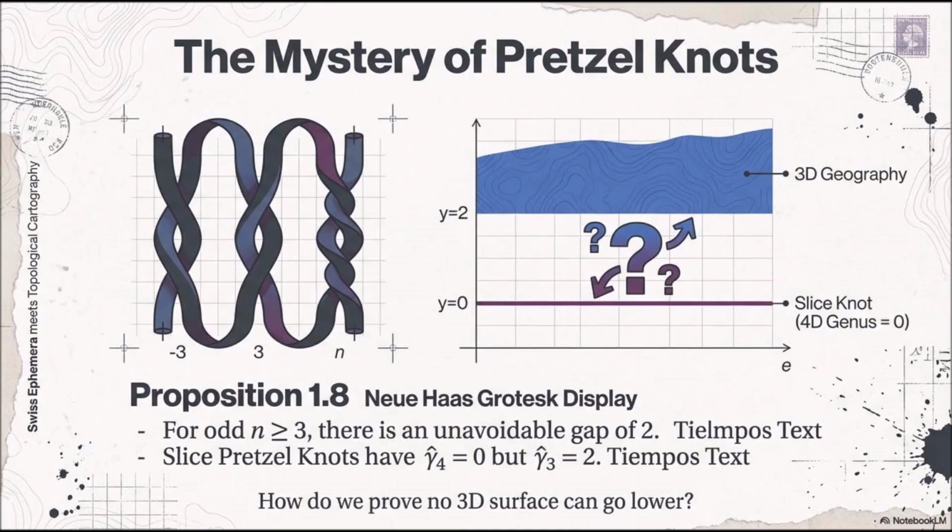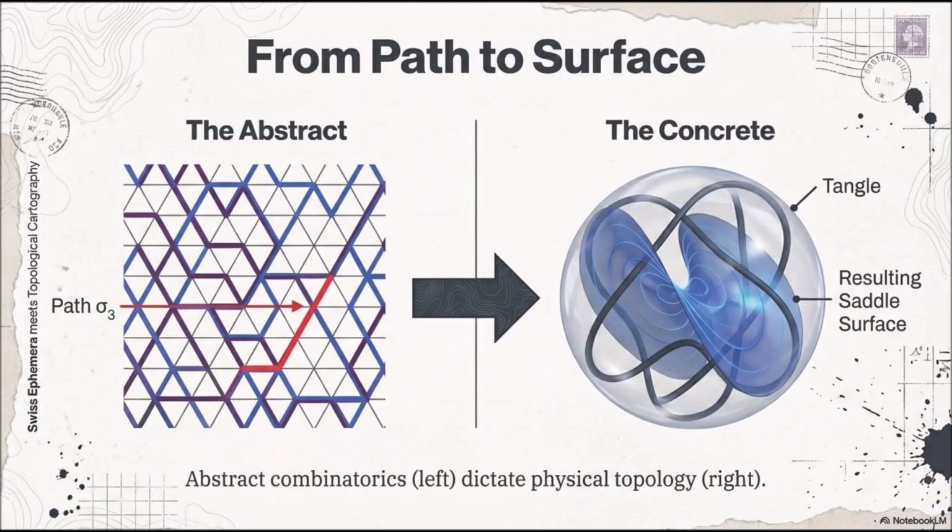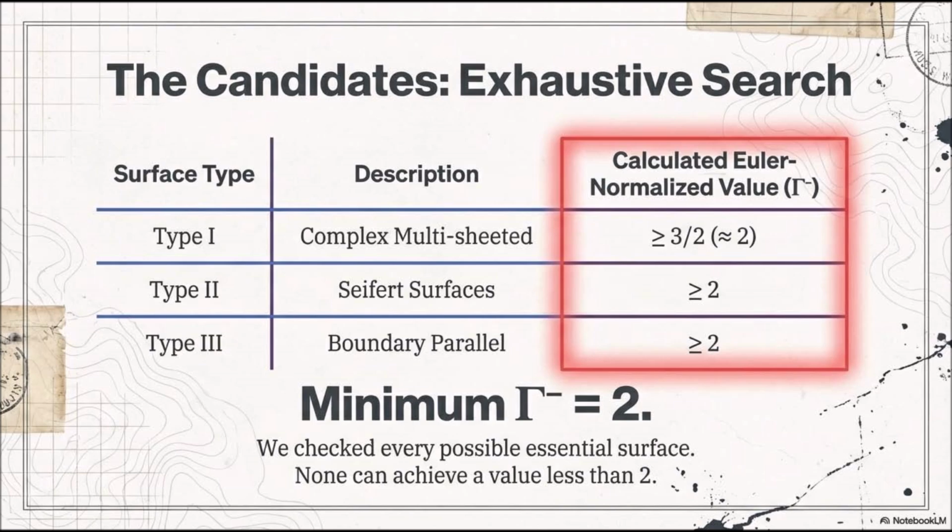Since the minimum value for any essential surface is 2, and we know from corollary 2.12 that simplification can't lower it enough, the 3D normalized genus, 2 log gamma 3,3, must be 2. But this particular knot, P(3,3,-3), is known to be a slice knot. Meaning it bounds a smooth disk in 4D.